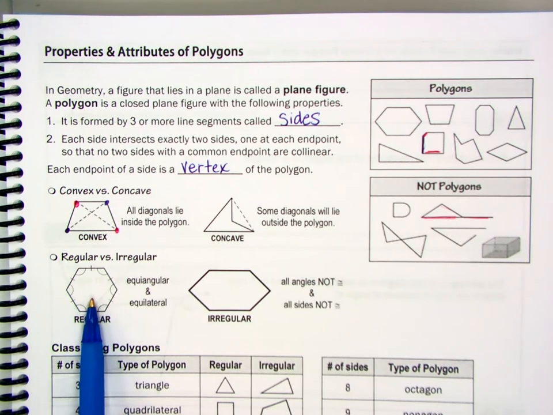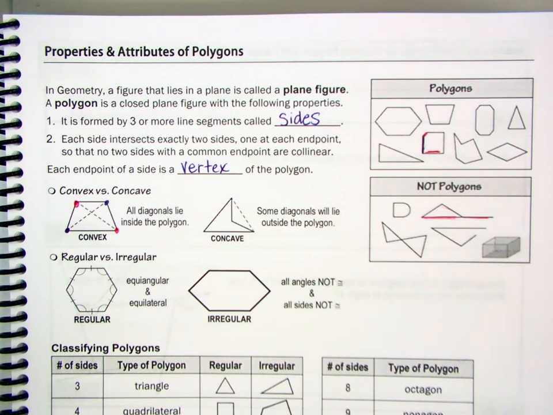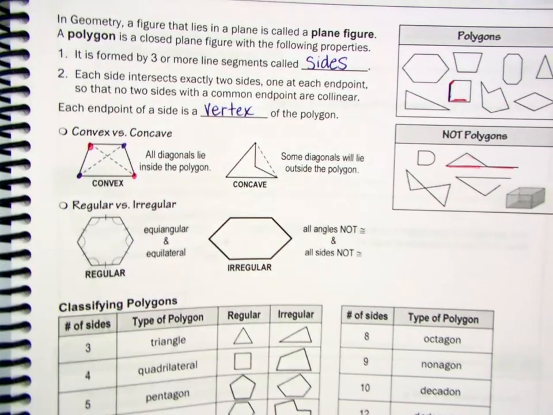Regular polygons versus irregular polygons. So a regular polygon has all sides congruent as well as all angles congruent. So all angles congruent, remember, is equiangular, and they're marked to be congruent. Or all sides are congruent, equilateral, and all the sides are noted to be congruent. If it's irregular, all angles are not congruent and all sides are not congruent. So let's look at our table as far as classifying a polygon.